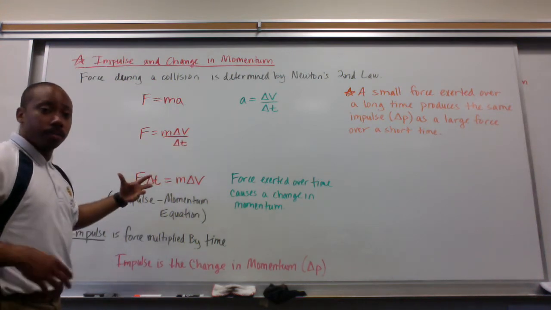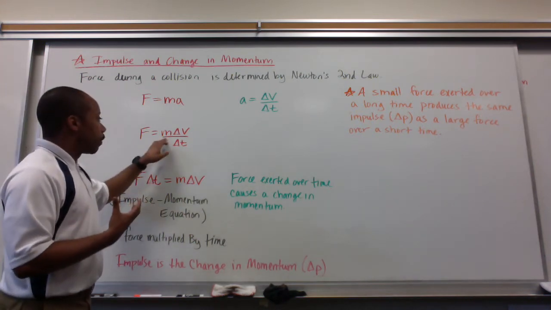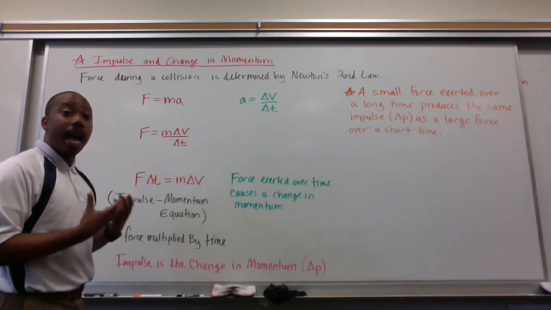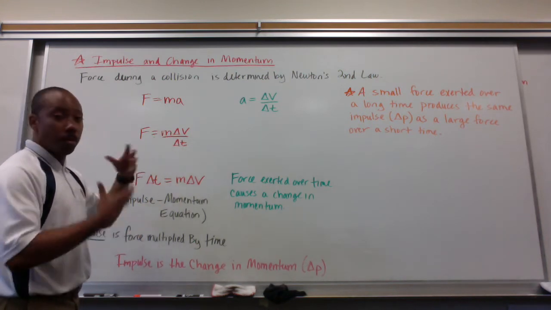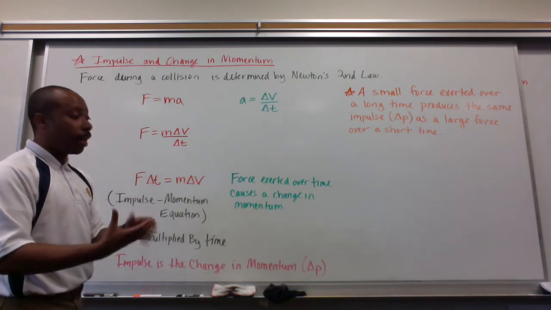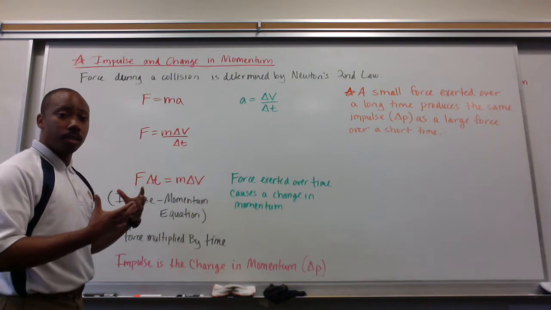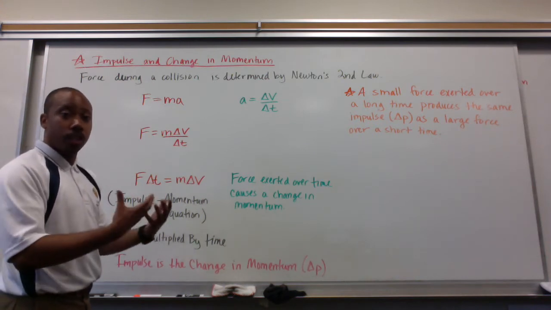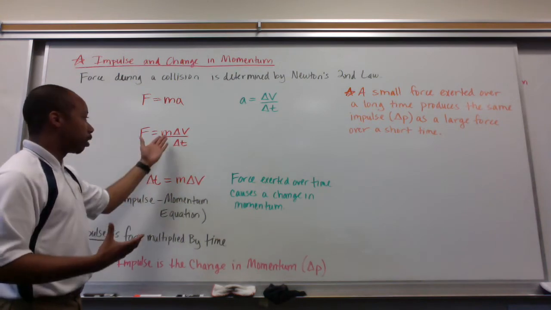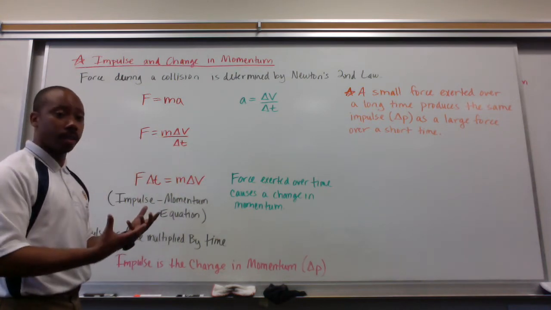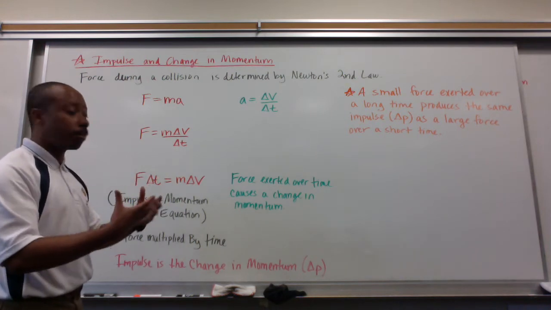So let's think. We have some object that has mass. If that object also has velocity, it has momentum. So we see momentum right here in this equation: mass times velocity. If this velocity is changing, then that means this object's momentum is changing. When velocity changes, momentum changes. Mass is going to stay constant if we're talking about the same object. So we have some mass with a changing velocity, or changing momentum, over time.